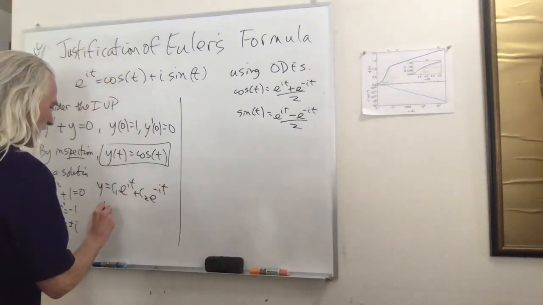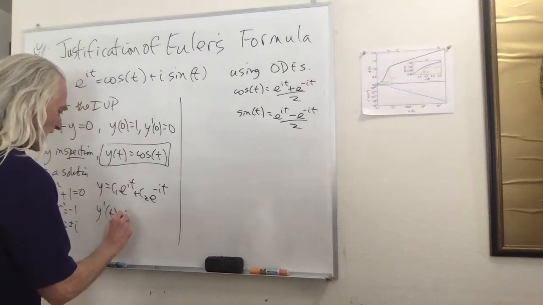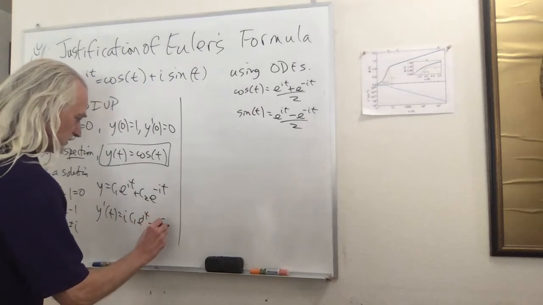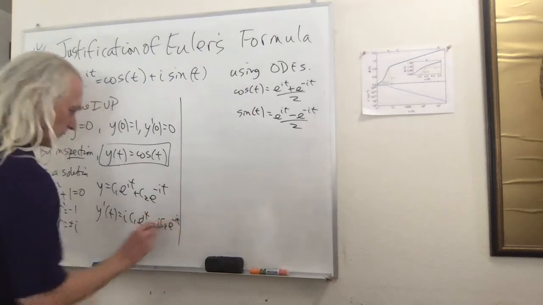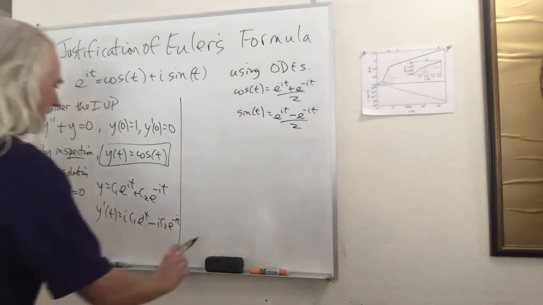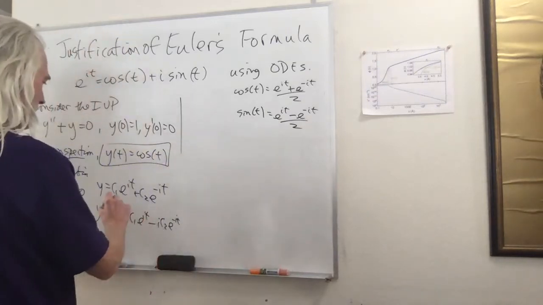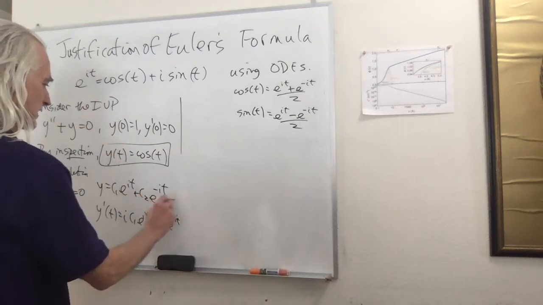Let's take y prime of t. It's going to be i c1 e to the it minus i c2 e to the minus it. All right, so let us solve the initial value problem using this.